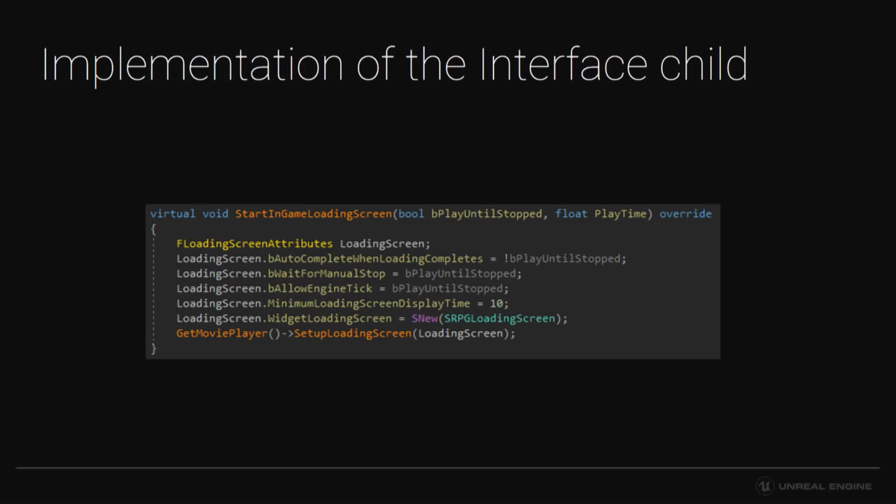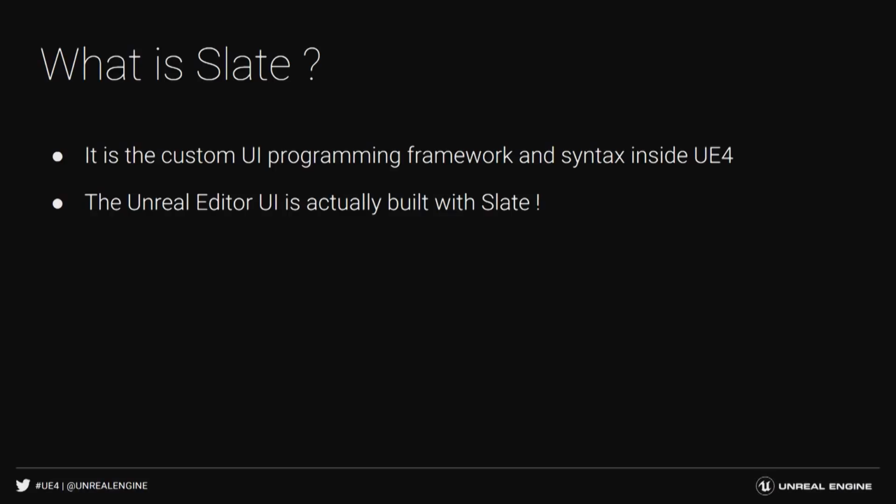The implementation now. The implementation of the interface child. So I won't look at the 3 functions. We'll be doing that later. But just see that we're only really fitting some arguments to something called, on the last line, the movie player. And this is the important line inside of this function. Otherwise, it's just a very basic initialization. The big part actually is the UI. And for the UI, we're going to be using Slate.